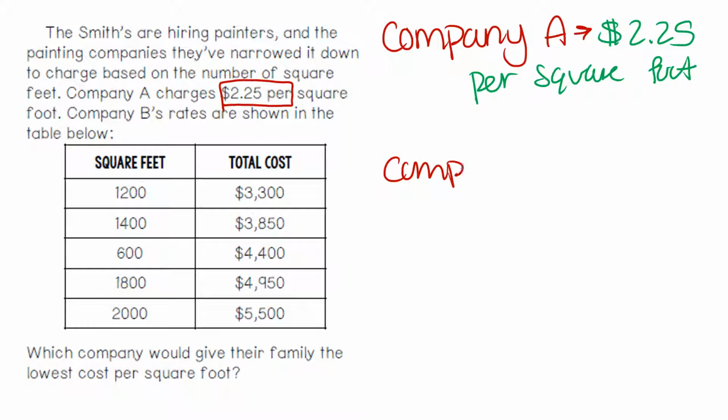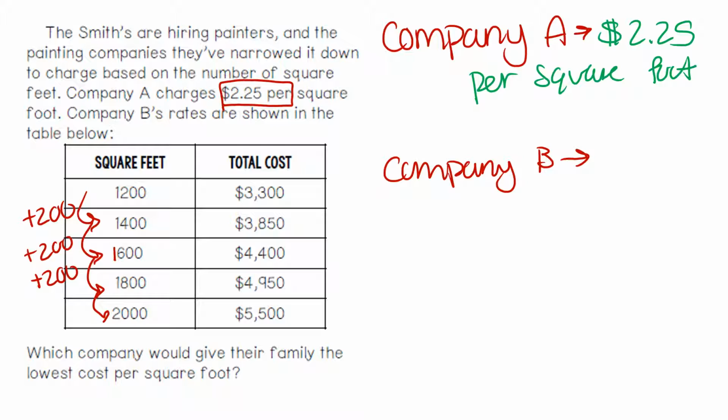Now for Company B, we have to find the rate from the table. So we have to figure out what we're changing by each time. 1,200 plus 200 gives me 1,400. 1,400 plus 200, that should be a 1,600, must not have printed very well, I apologize. 1,600 plus 200 is 1,800, and 1,800 plus 200 is 2,000. So we're going up by 200s on the left-hand side.